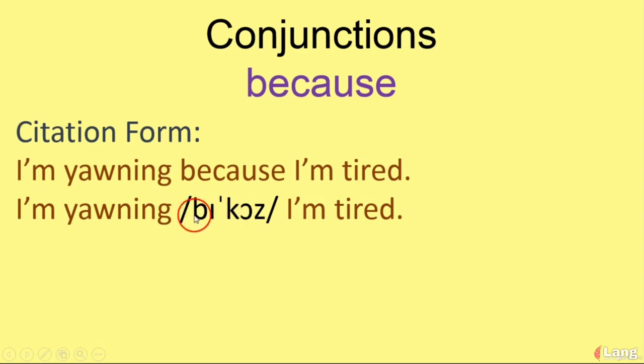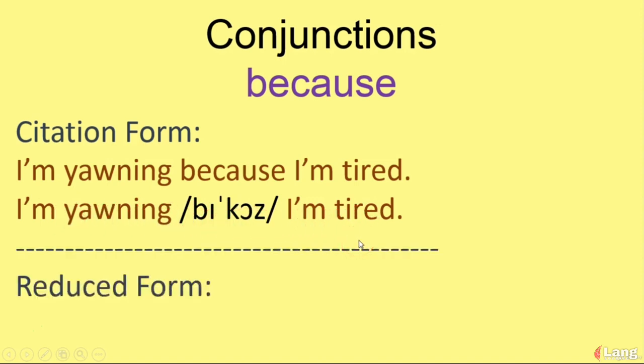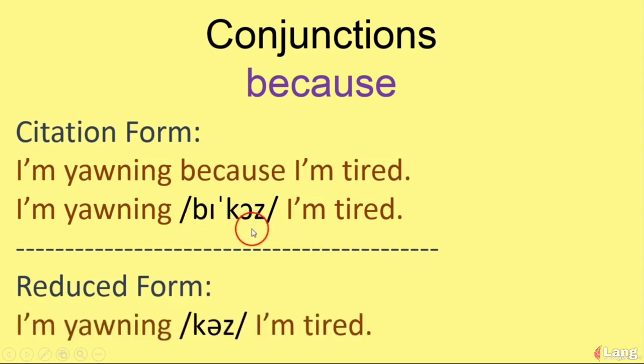Because in IPA format looks like this. This symbol is "i", B, and then this, what looks like a backwards C, is "ah". Because. I'm yawning because I'm tired. However, in reduced form, we don't say because. It's reduced to 'cause.